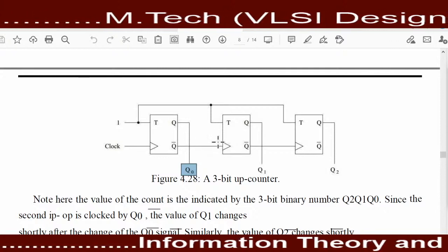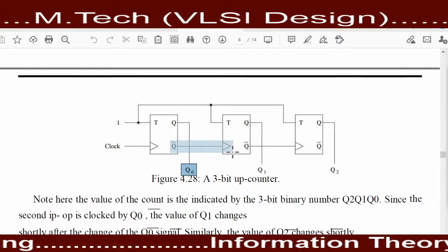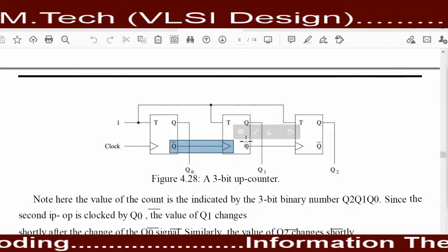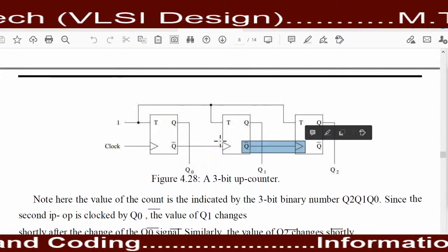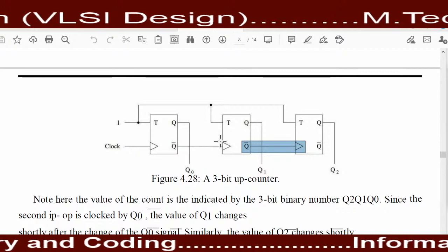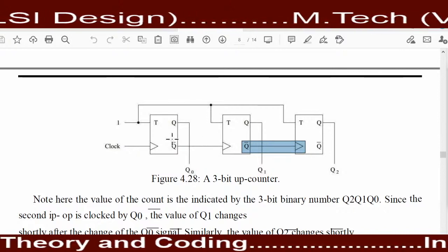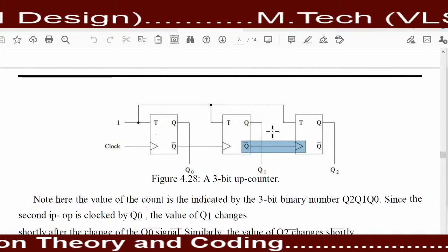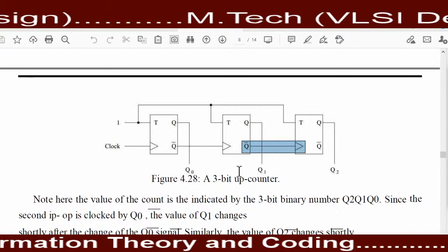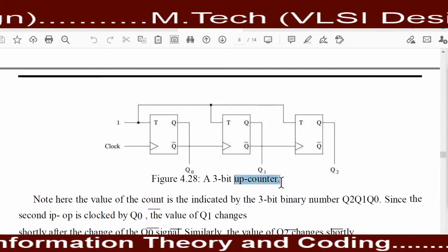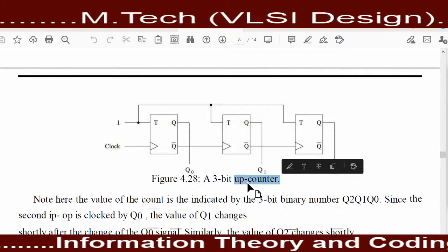That's why this type of counter is known as asynchronous, because the output of the first acts as an input of the second, and the output of the second acts as a clock pulse for the third. And because the 3 flip-flops are connected in series, it is known as a 3-bit asynchronous counter. Now the question arises: why is it known as an up counter?